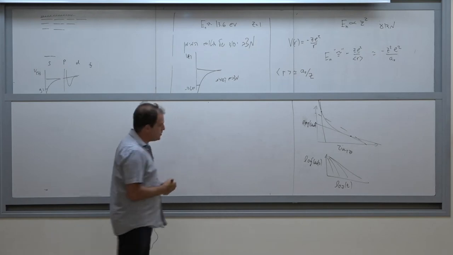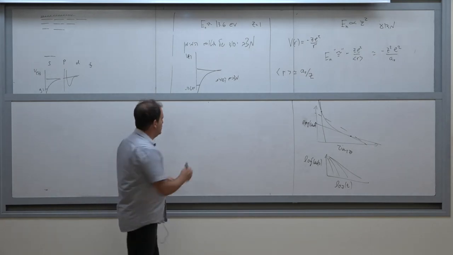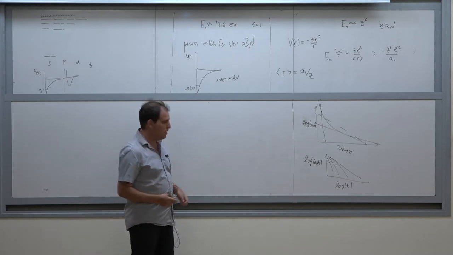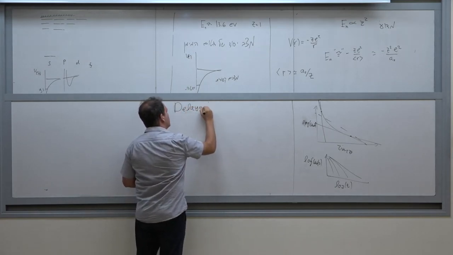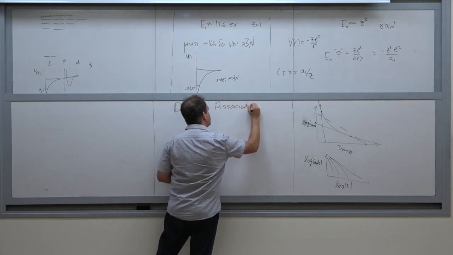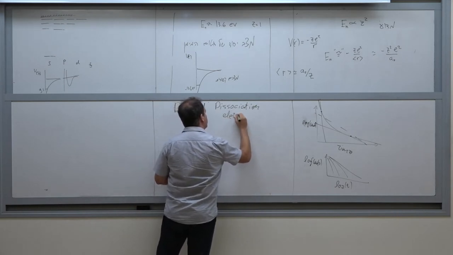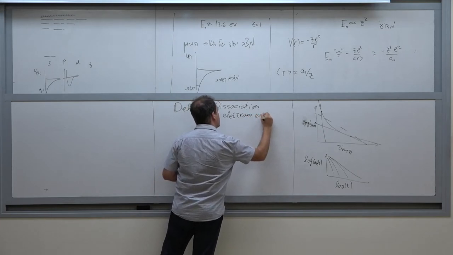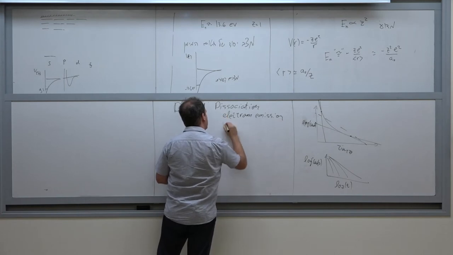So the idea to explain it: with a laser, if you fire a laser and then measure how long the molecule takes to fragment, it's called delayed dissociation. So this could be delayed electron emission, and it could be delayed dissociation.